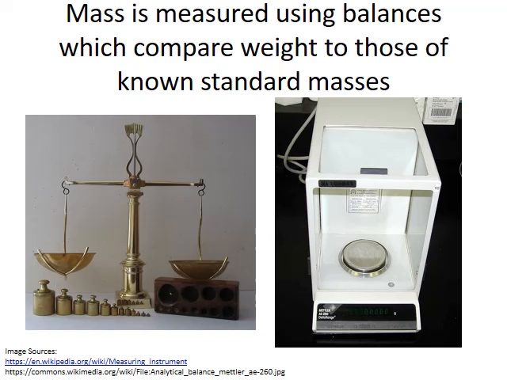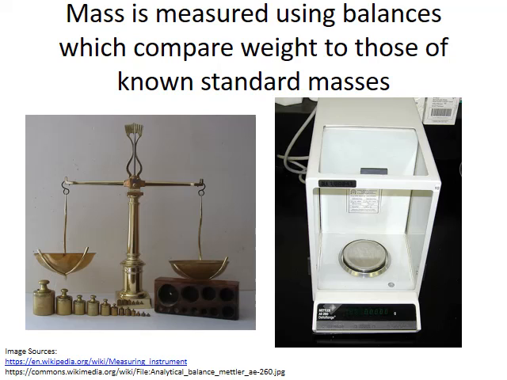When we measure mass, we use balances that compare the weight of substances to known standard masses. Because the force of gravity is constant for the substances being measured on the balance, their weights are proportional to their masses, or the amount of matter that they contain. If their weights balance, then they have the same mass.